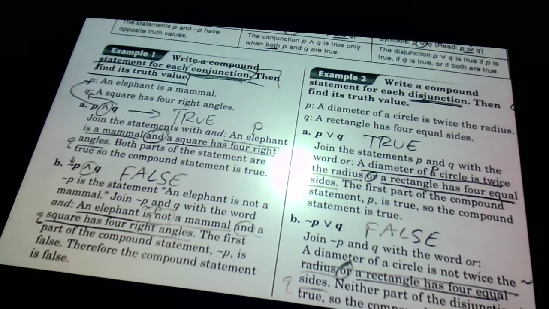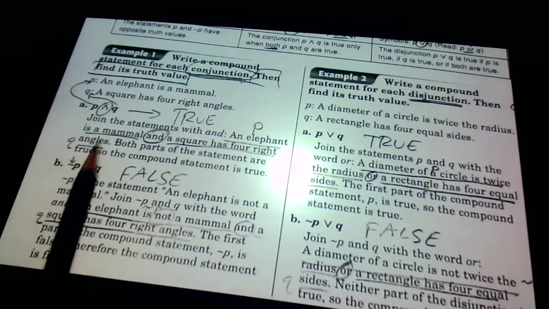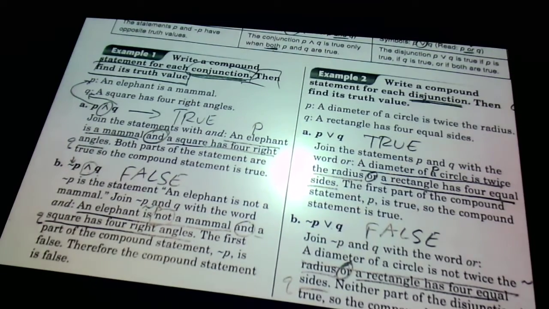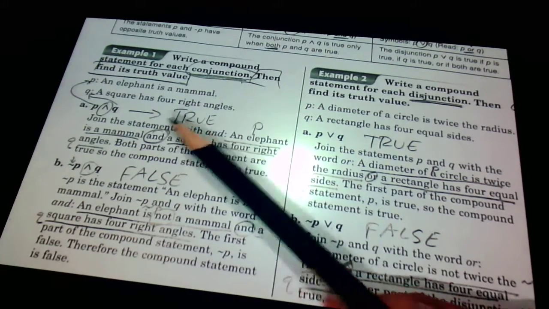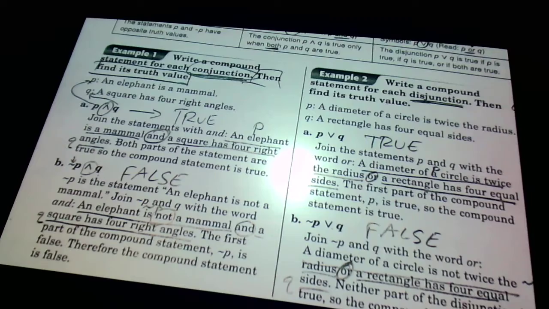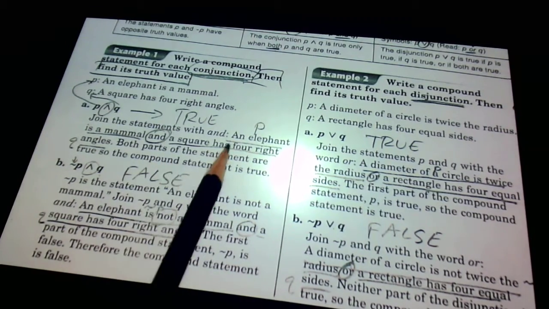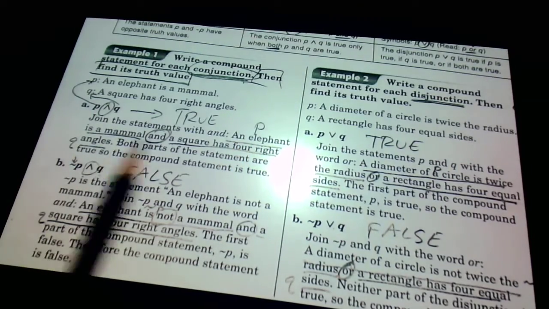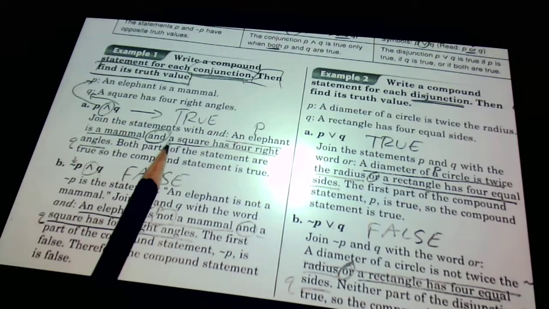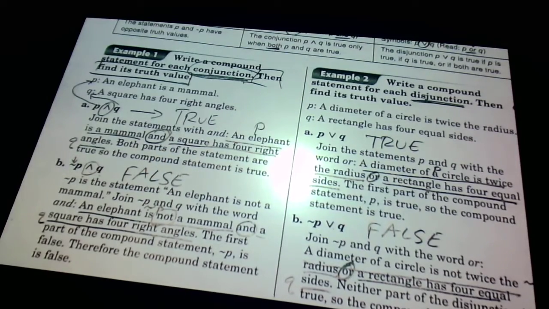So in example 1, they want us to write compound statements for each conjunction. Now you can see the symbols are the little caret or the rooftop. So we're using the word and. Statement P is an elephant is a mammal. Statement Q is a square has 4 right angles. So let's walk through it. Here's how to write a conjunction of those. We would take statement P, which says an elephant is a mammal. We put the word and in between it and then write a square has 4 right angles. So there's P and Q.